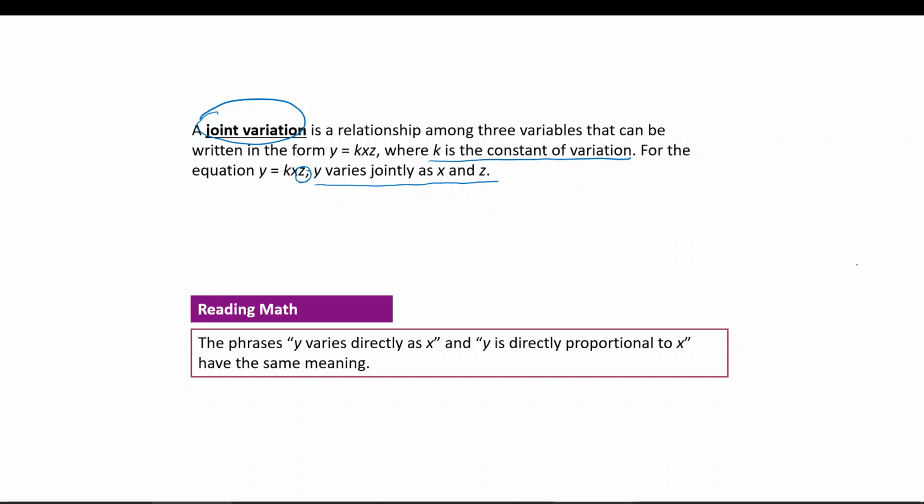The phrase y varies directly as x and y is directly proportional to x have the same meaning. So you could have also said that y is directly proportional.